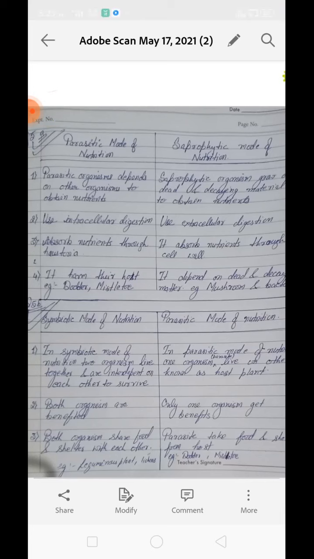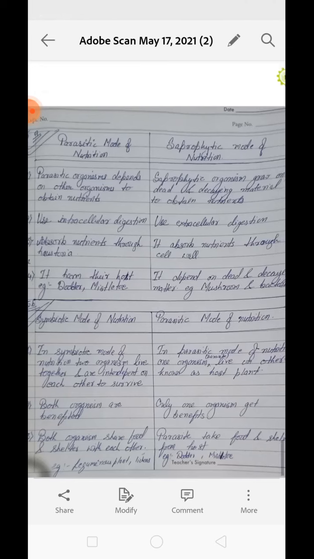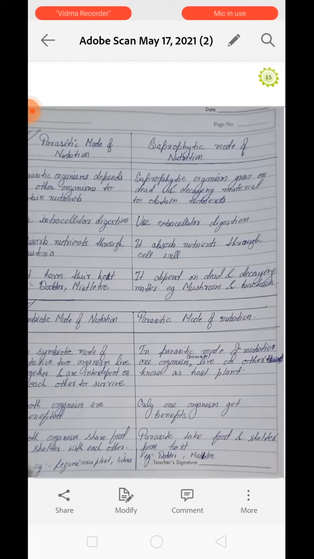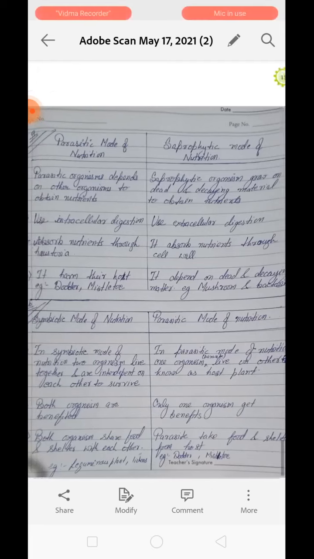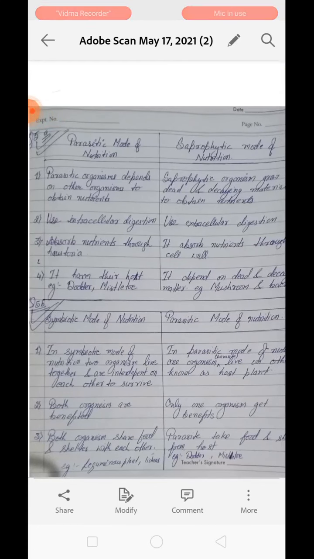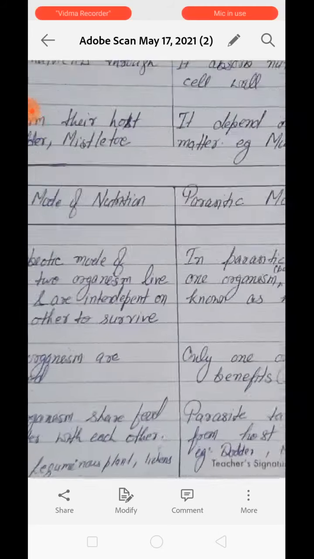Third point, in case of symbiotic, both organisms share food and shelter with one another. Whereas in parasitic mode of nutrition, parasites take food and shelter from the host. Examples of parasites are dodder and mistletoe. An example of symbiotic is leguminous plant and lichens. Okay, you can see lichens.